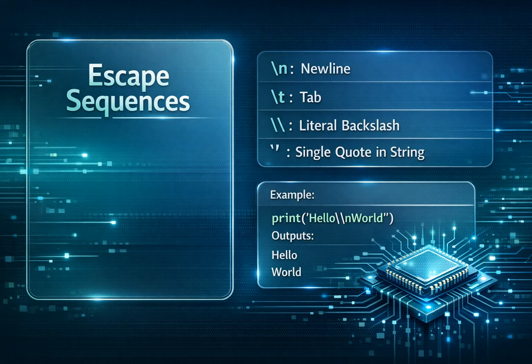Escape sequences are special character combinations beginning with a backslash. \n creates a new line, \t creates a tab, and two backslashes produce a literal backslash character. These are used when you need to include characters in a string that would otherwise be interpreted differently.